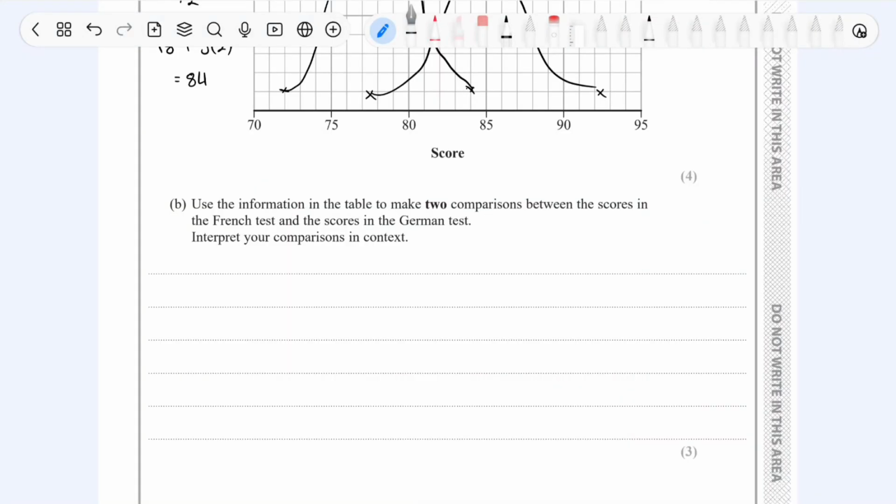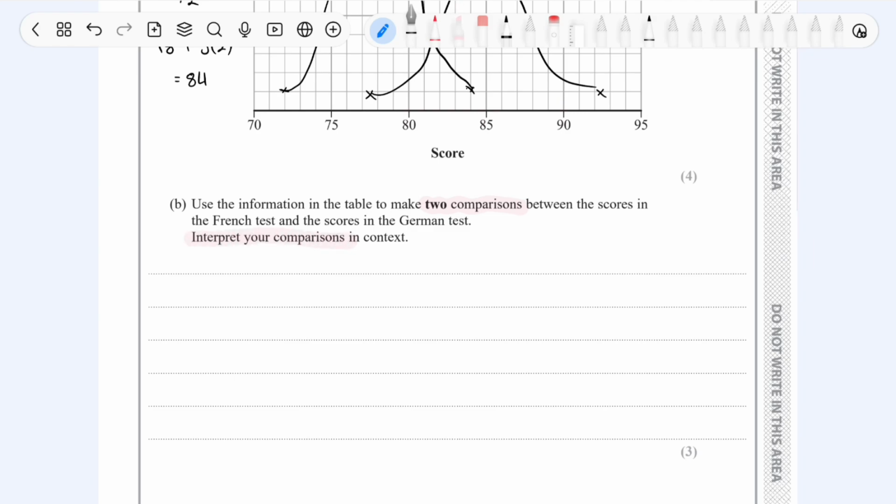Part B. Use the information in the table to make 2 comparisons between the scores in the French test and the scores in the German test, and then interpret your comparisons in context. So first of all, we need to make 2 comparisons, and we just need to use the data, and then we need to interpret those comparisons in context.